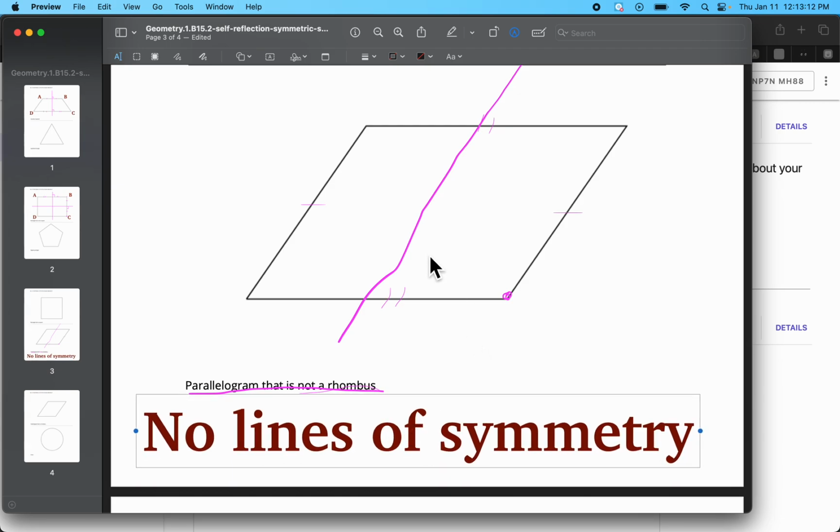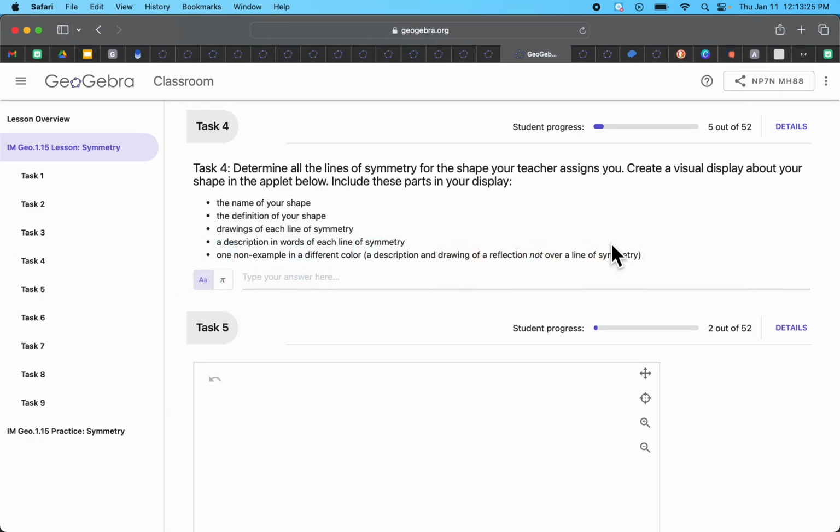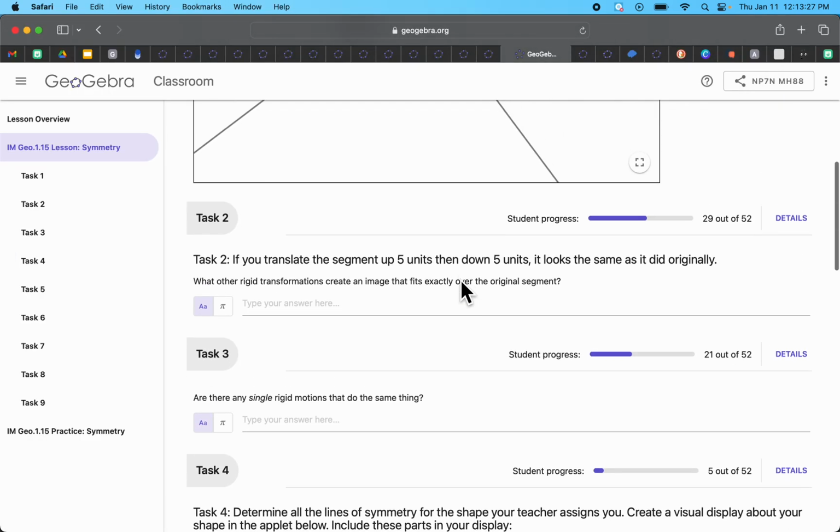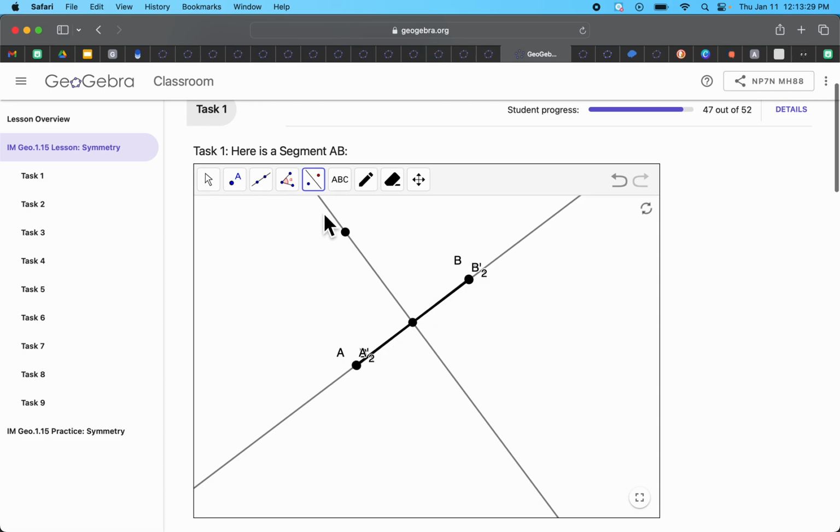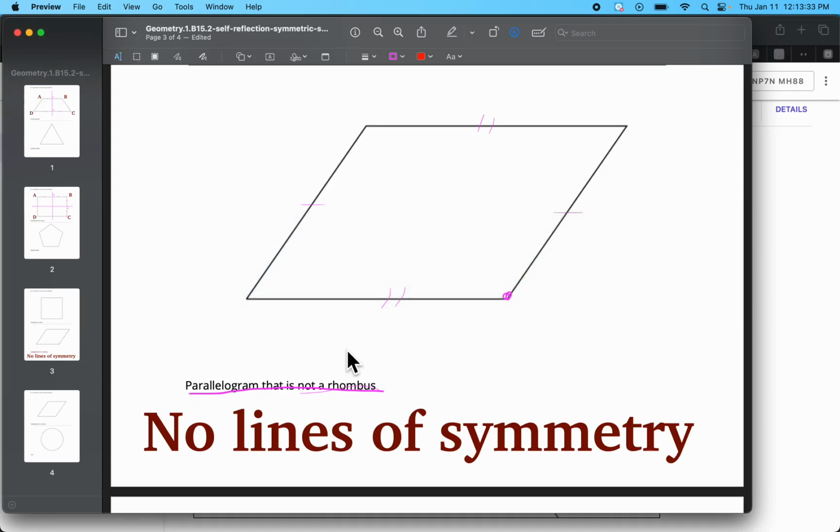A line of symmetry is a line of reflection that, when you use it as a line of reflection, your object lands perfectly onto itself. Sort of like our first example here, a line of reflection that causes this to land perfectly on itself, right? That would be a line of symmetry. A parallelogram that's not a rhombus does not have any lines of symmetry.